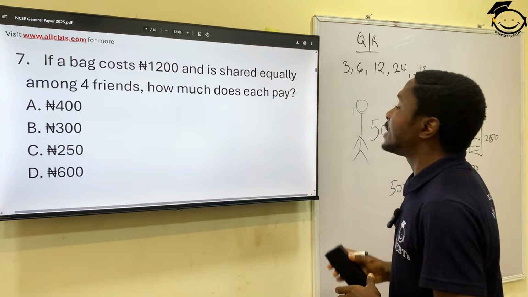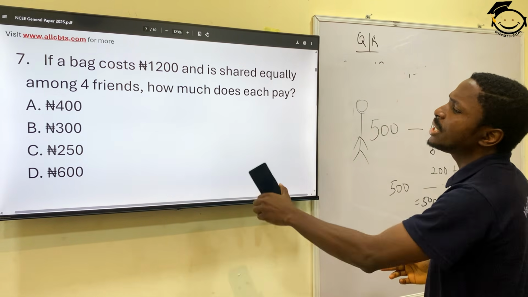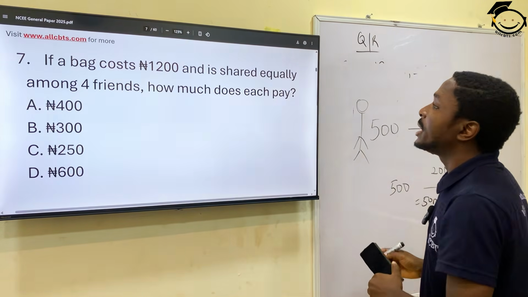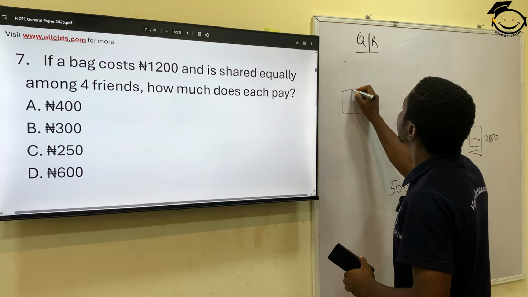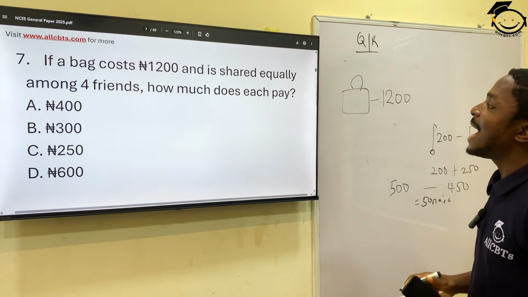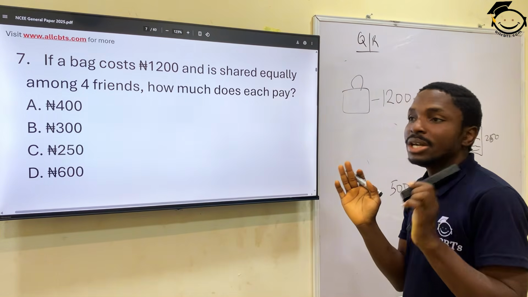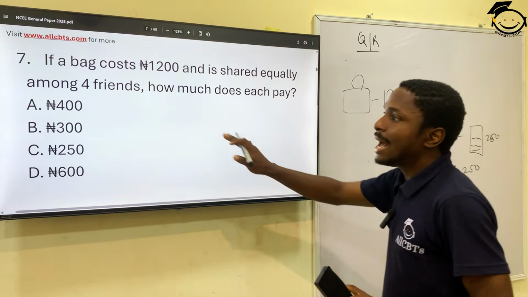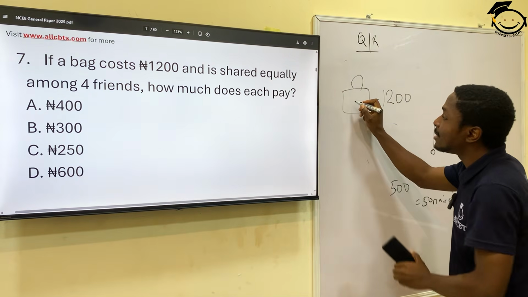Now, question number 7. If a bag costs 1,200 naira and is shared equally among 4 friends, how much does each pay? Okay, a bag costs how much? 1,200 naira and is shared equally. Notice it says equally. It didn't give a ratio. It says the price for the bag is shared equally among 4 friends. So what it's just telling you is that 4 people paid for this bag.